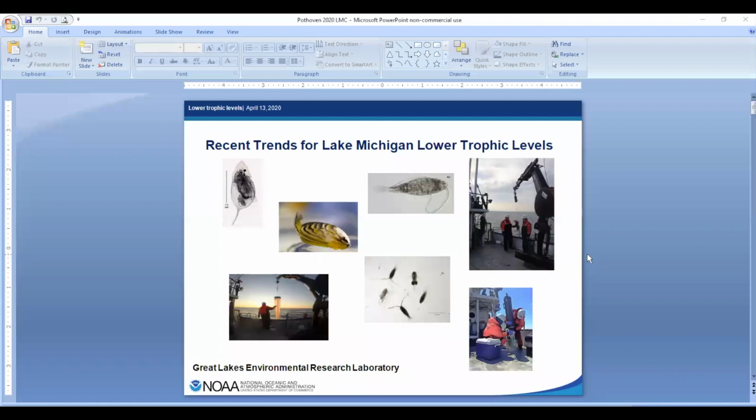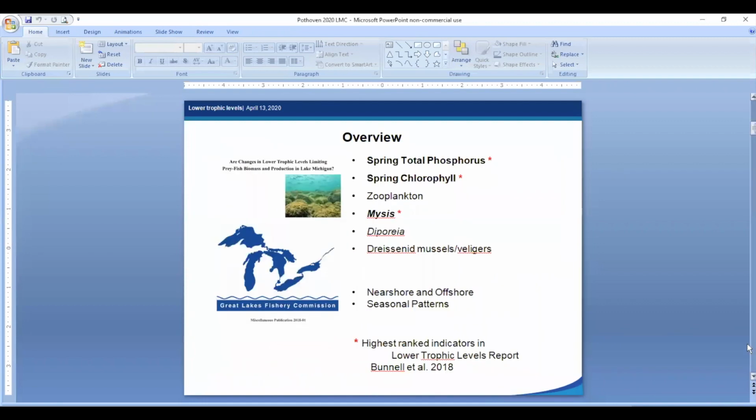Yes, I'll start out here talking about the lower trophic food web, and just kind of a quick overview of what I'll be talking about today. Kind of your standard lower food web stuff. We have spring total phosphorus and spring chlorophyll, zooplankton, mysis, diporeia, mussels. Looking at some of the nearshore and offshore patterns that we saw in 2019, and then some seasonal patterns.